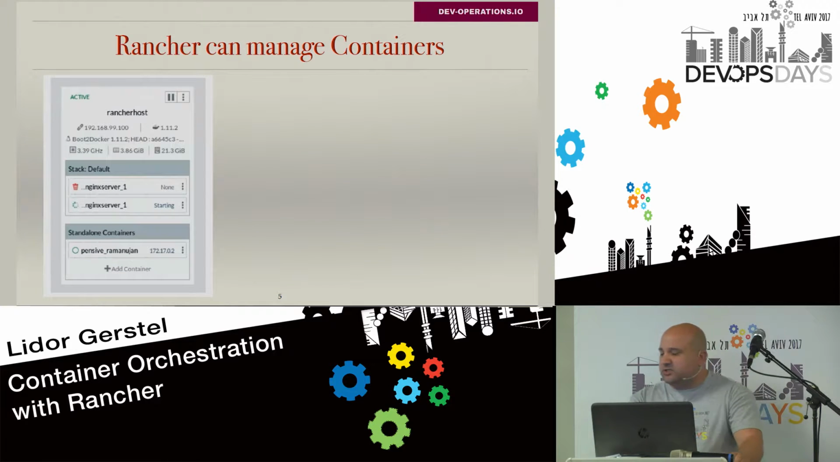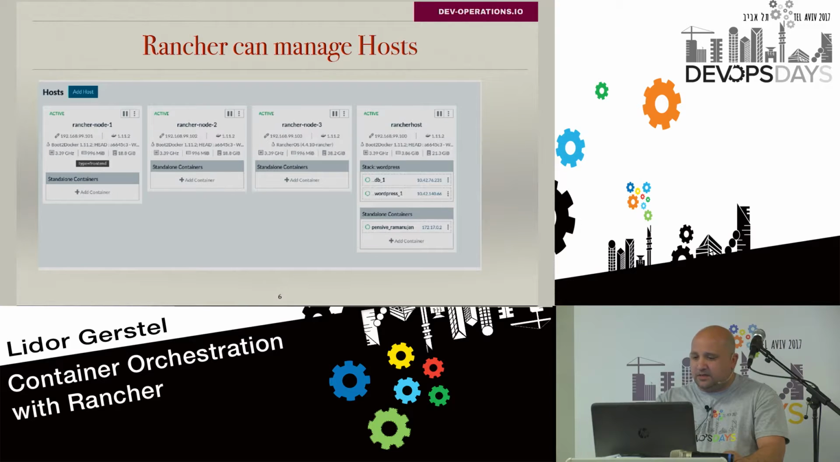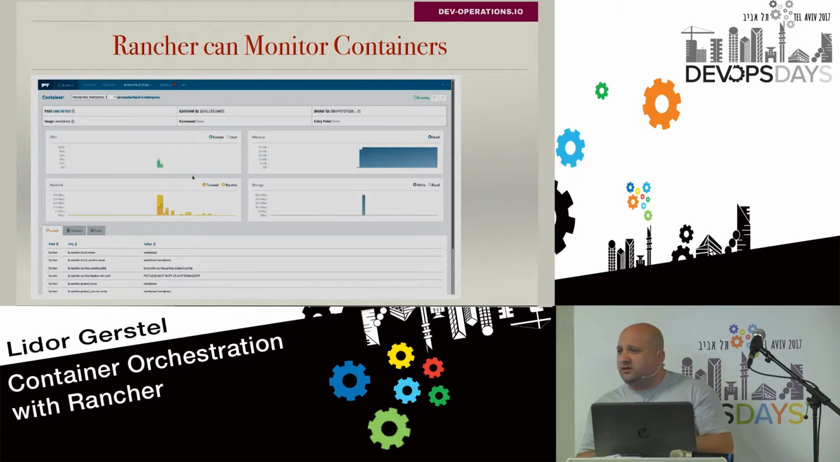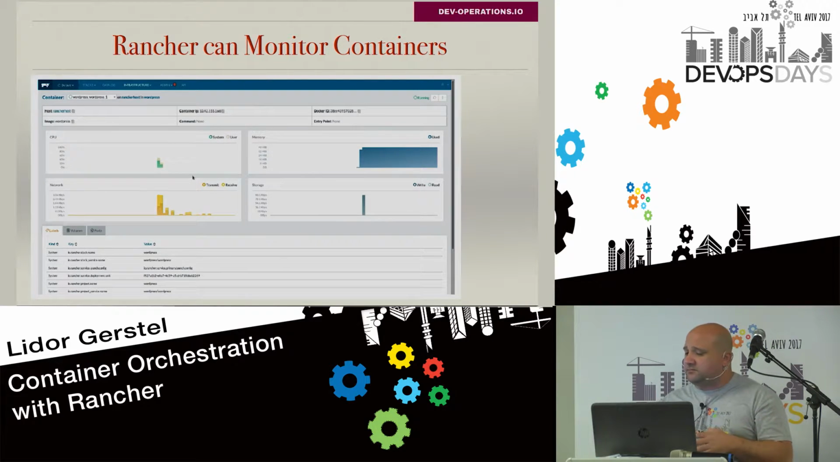okay? Rancher can manage containers. It has its own cattle that you can use, but you don't have to, okay? You can look at the containers that it can see from above, okay? Here we see in the example a Rancher host. It can add more hosts, okay? It can monitor containers and see if they are running, if they are alive or not. And it can monitor their usage and their memory.